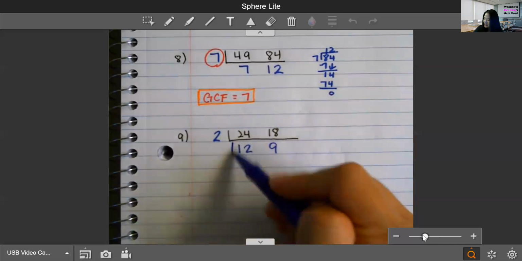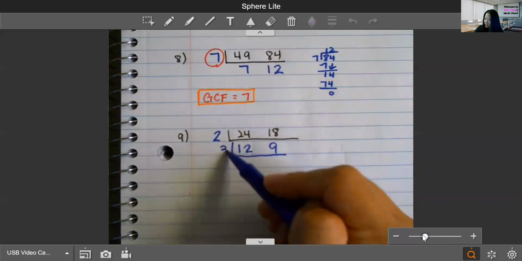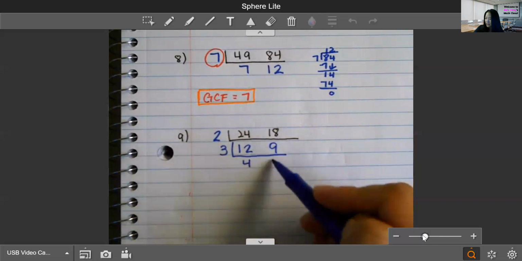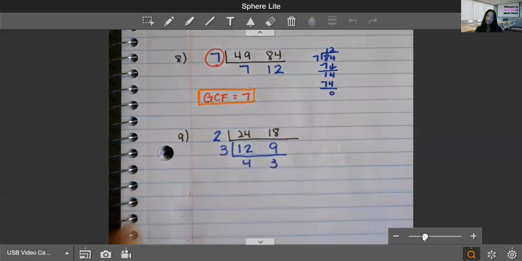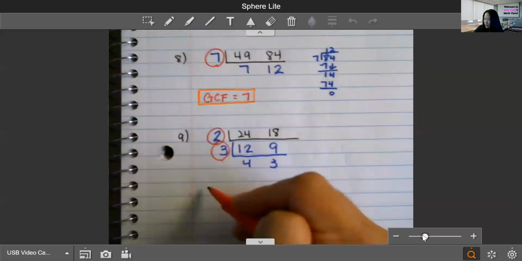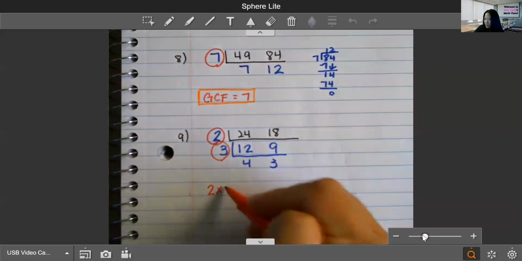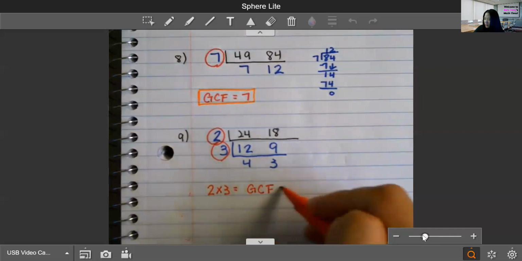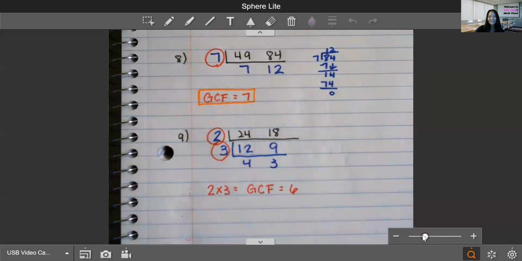So I'm going to continue and divide by 3. 3 goes into 12 4 times. 3 goes into 9 3 times. So when you're looking at 4 and 3, there are no more common factors other than 1. So I'm going to stop and multiply these two numbers. So 2 times 3, your greatest common factor equals 6.